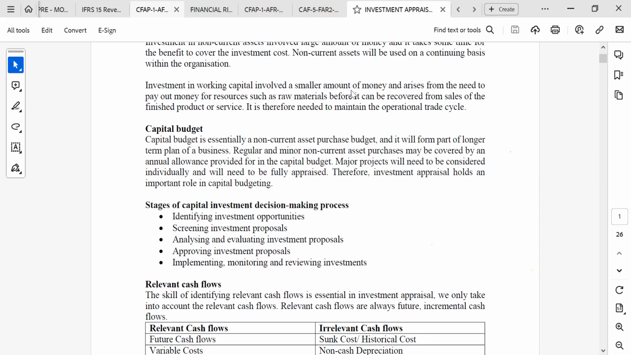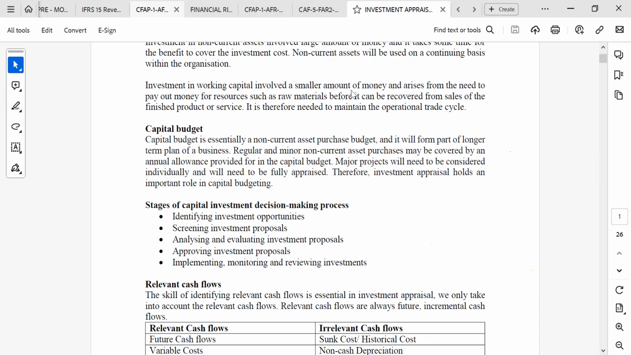So the analyzing and evaluating has to do with the money. What is the amount of money involved in the project? So this is the amount of money involved. What is the cash flow? So the analyzing and evaluating has to do with the monetary side. How much do I need to put over here? So the cost of the investment is 20 million.